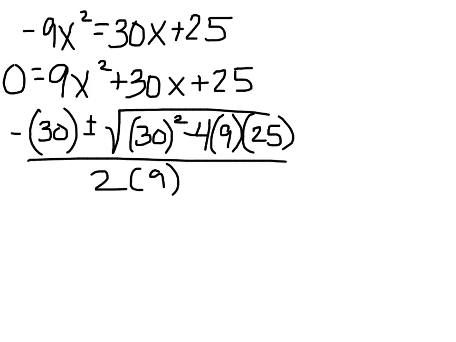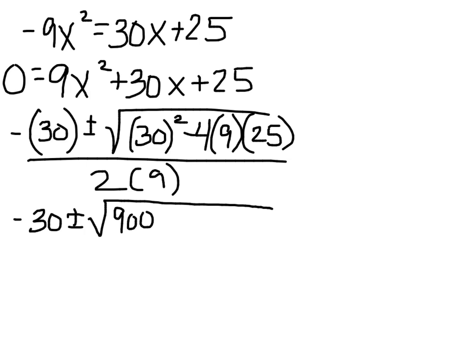So negative with a positive 30 on the outside is what? Negative 30. Good. Plus or minus the square root of, what is 30 squared? 900. What is negative 4 times 9 times 25? Negative 900. Ooh. What is 2 times 9? 18. What is 900 minus 900? 0.